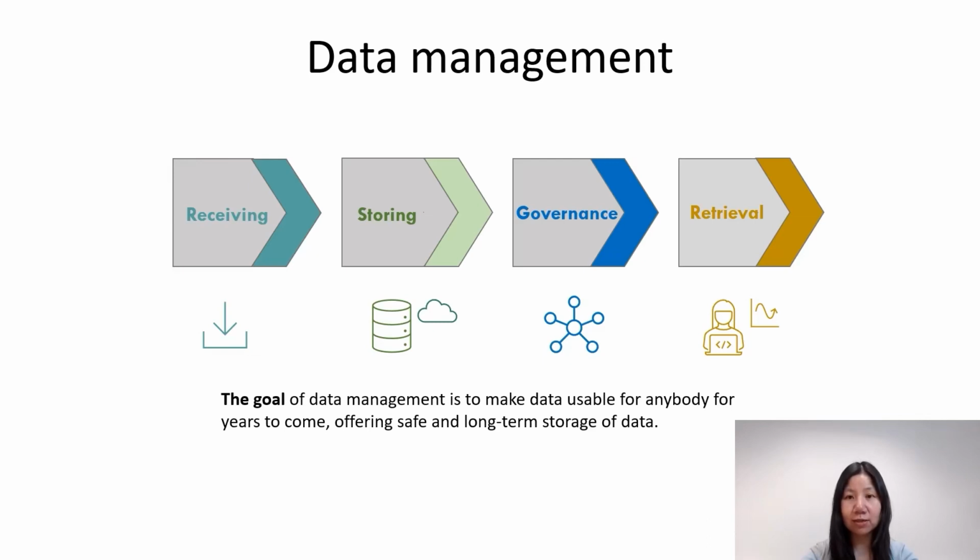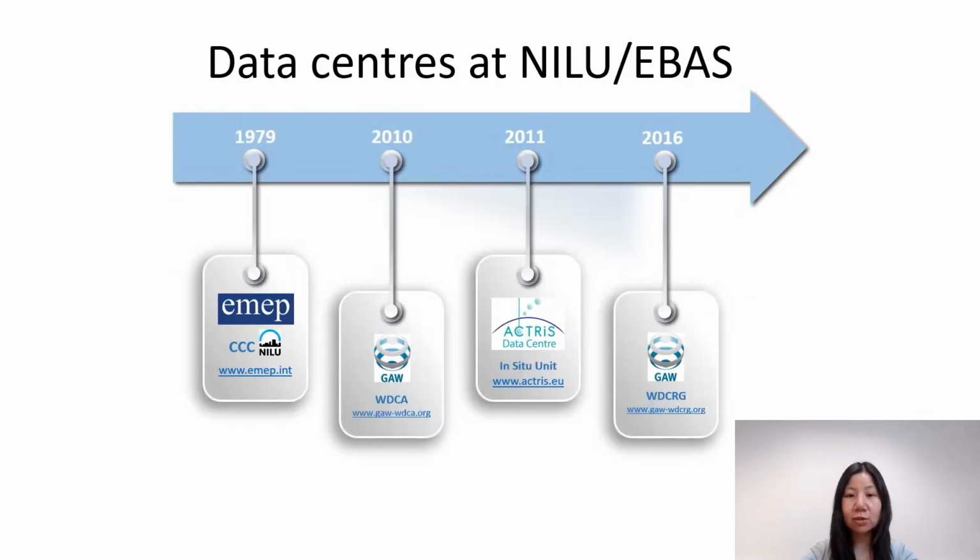and long-term storage of data. The Norwegian Institute for Air Research hosts several international data centers through our widely used database infrastructure called EBAS. The first data center shown here is the EMEP Chemical Coordination Center. EMEP is the cooperative program for monitoring and evaluation of transboundary air pollution in Europe, under the UNECE LRTAP Convention, which was signed in 1979.